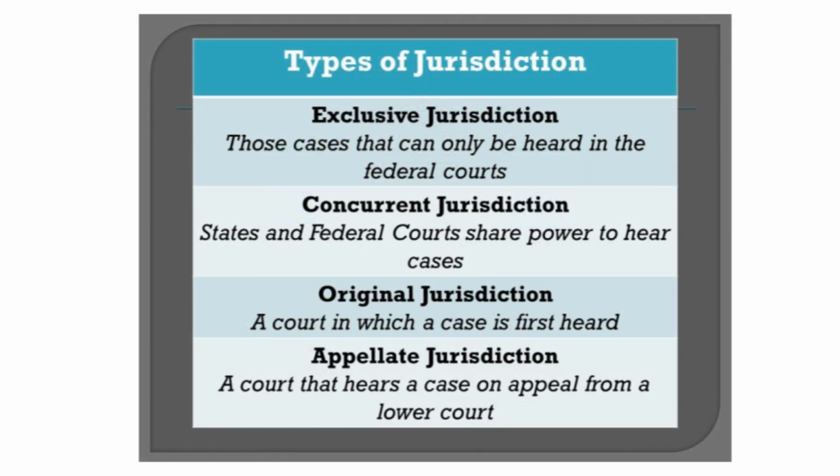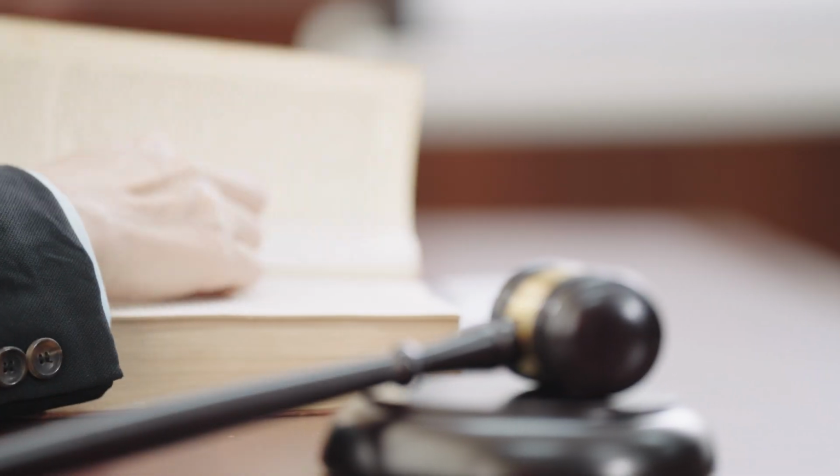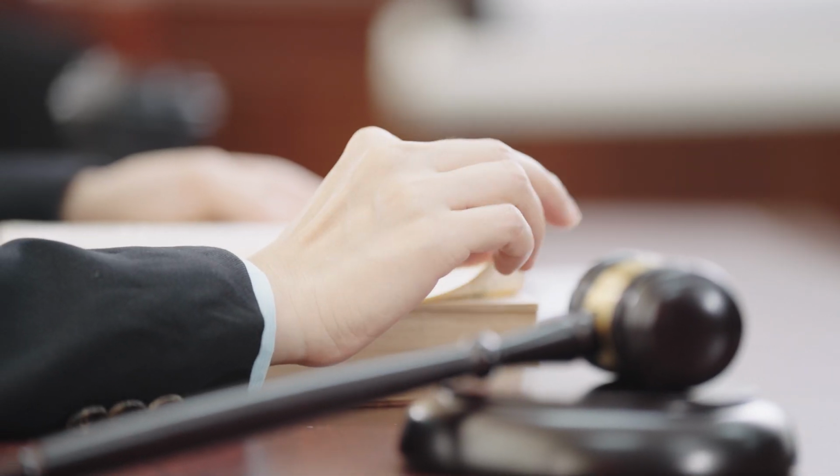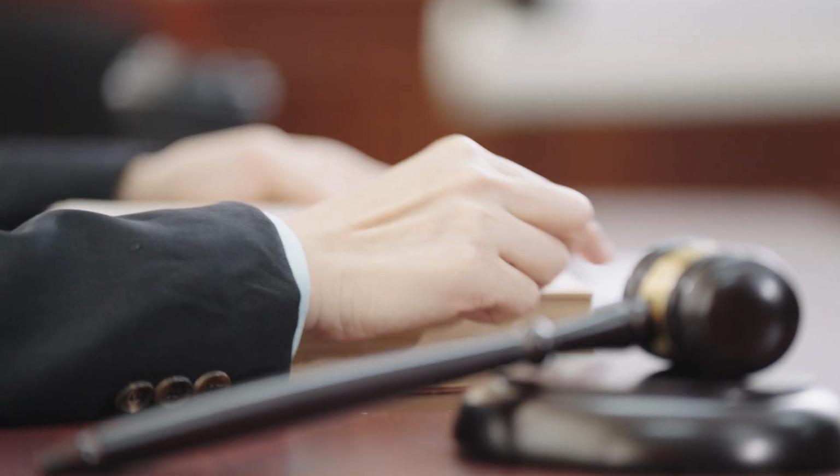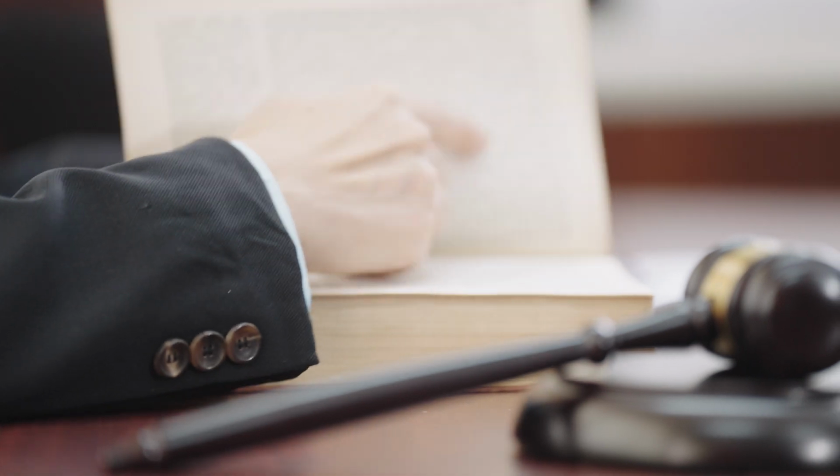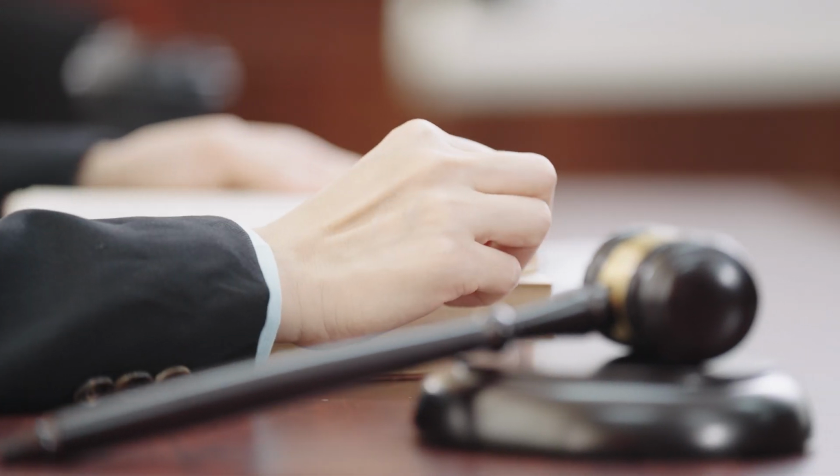Jurisdiction is the authority of a court to hear and decide cases, with several key types. Original jurisdiction is when a court hears a case for the first time, such as district courts handling most federal cases. Appellate jurisdiction allows higher courts, like courts of appeals and the Supreme Court, to review decisions made by lower courts. Subject matter jurisdiction includes federal question cases, which involve federal laws, and diversity cases concerning disputes between citizens of different states.